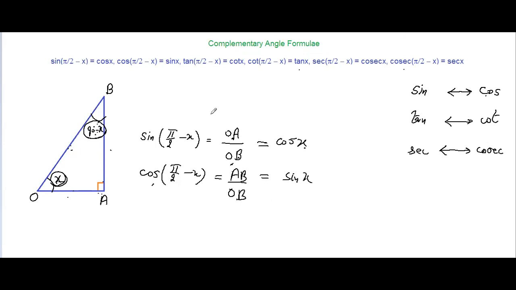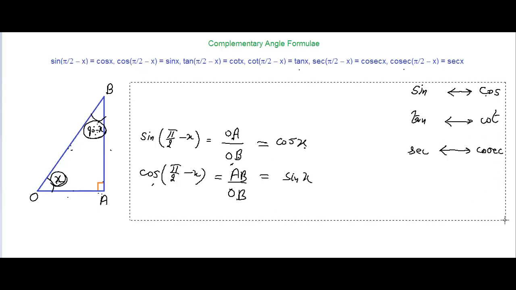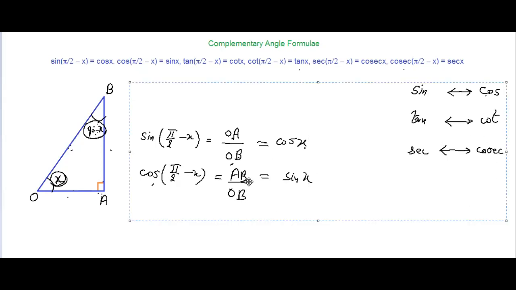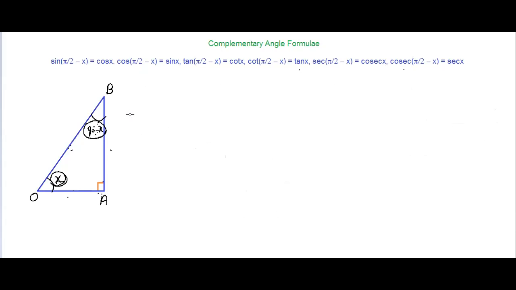Similarly, you can prove very easily for this acute angle x that tan will change to cot and cot will change to tan, secant to cosecant, cosecant to secant. You can do it as homework. If any doubt, we can get it done tomorrow. But now I am going to prove these formulae. It's not a difficult thing now.